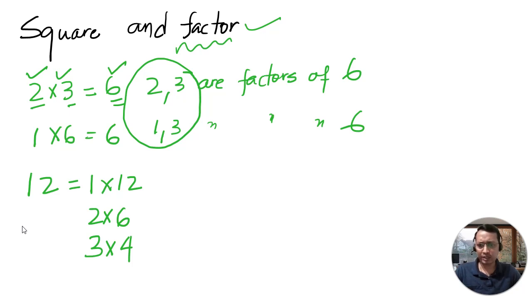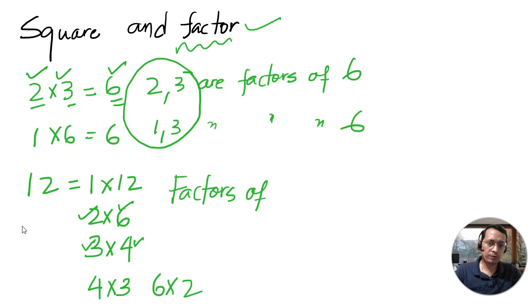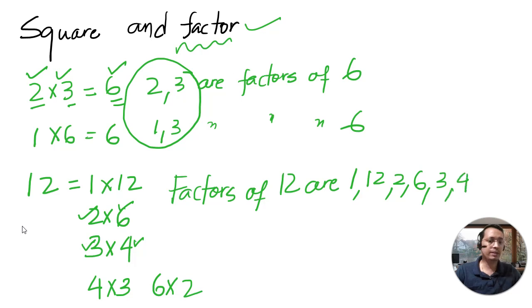You might be thinking, no, sir, we have 4 multiplied by 3 is 12. Yes, you are correct, but we already have those numbers, 3 and 4. Similarly, 6 multiplied by 2 is also 12, but we have already written 2 and 6. So these are basically the same numbers. So what are the factors of 12? 1, 12, 2, 6, 3, and 4, right? These are the factors of 12.